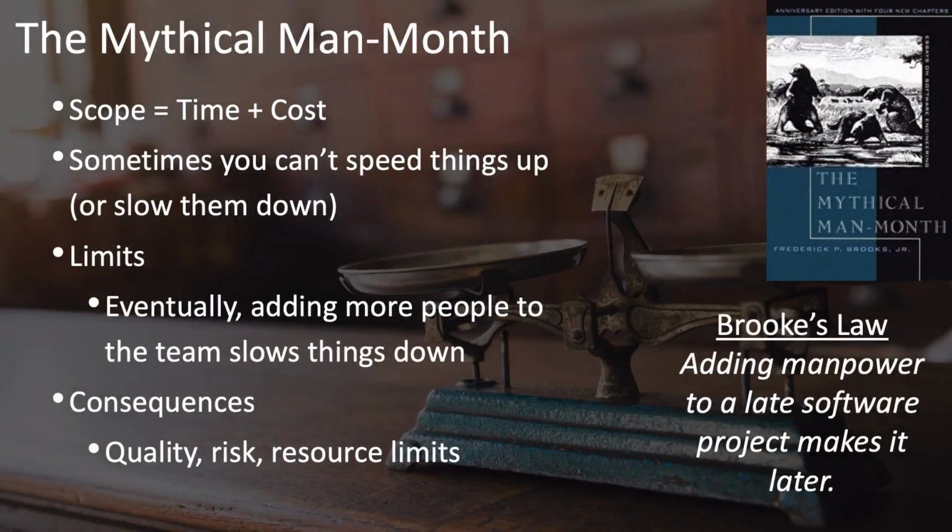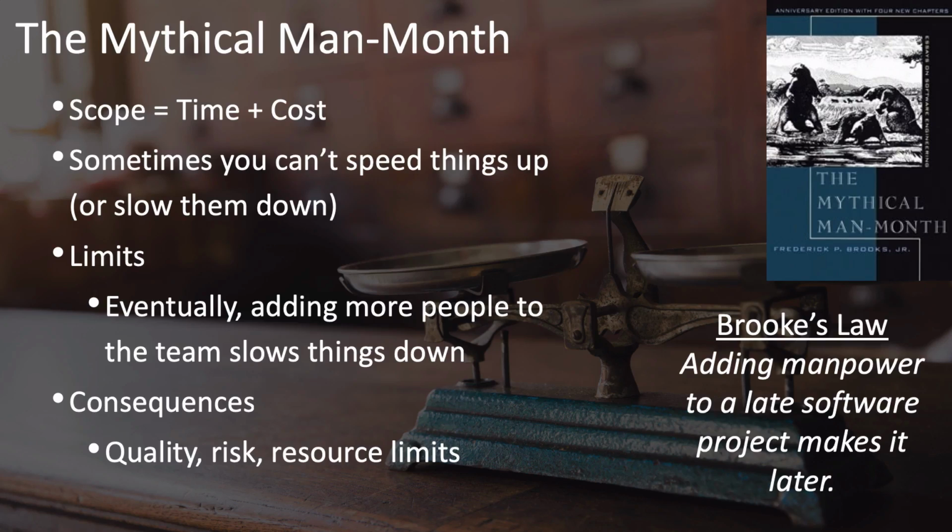As I said earlier, this idea of using a formula to represent the triple constraint is a good analogy, but it isn't always perfect. There are some times when you simply can't speed things up, or in some cases, slow them down. For example, it takes 9 months to have a baby. If you wanted to have a baby in 1 month, could you put 9 women on it? Of course not.